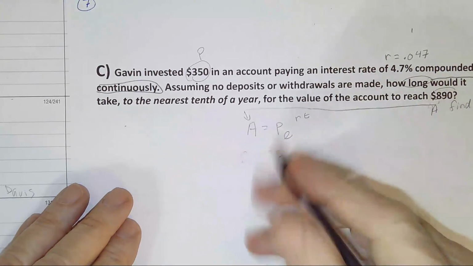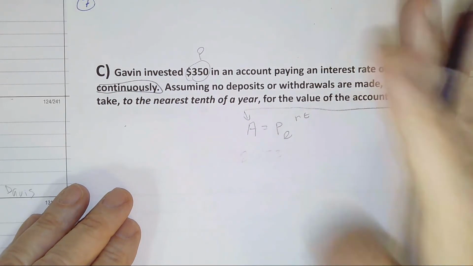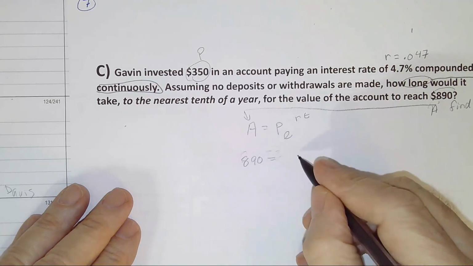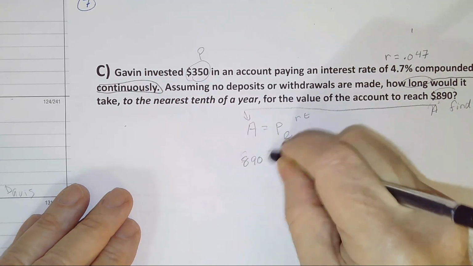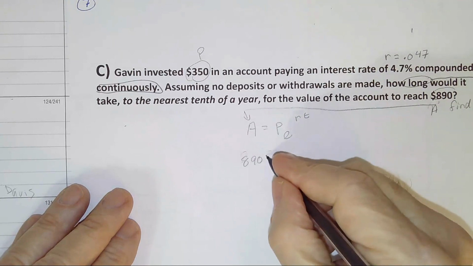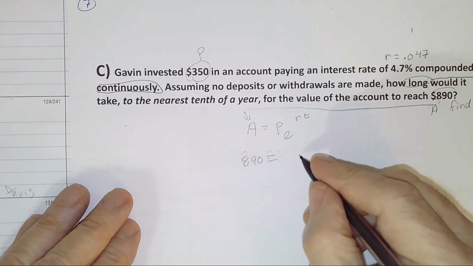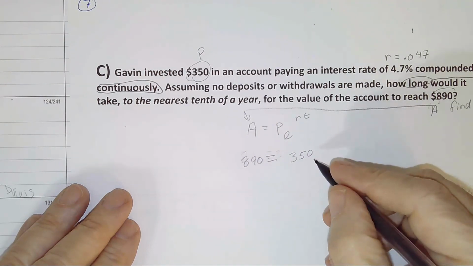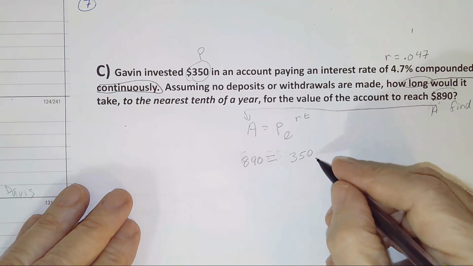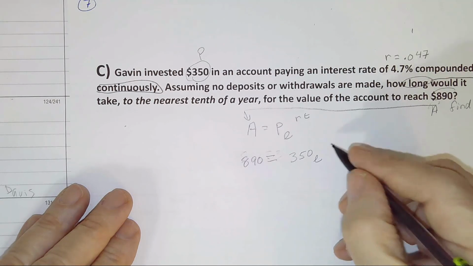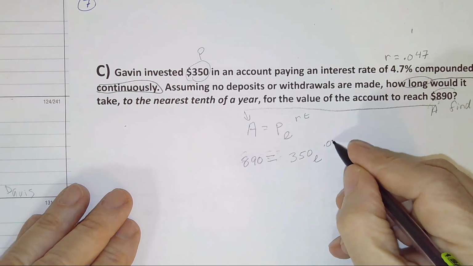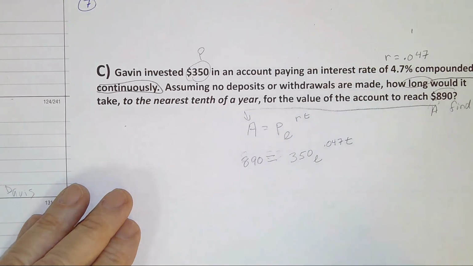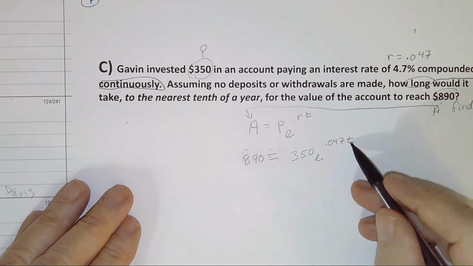$890 equals 350, and then e to the rate, which we said was 0.047 times time. Okay, so there we want to get this all by itself.